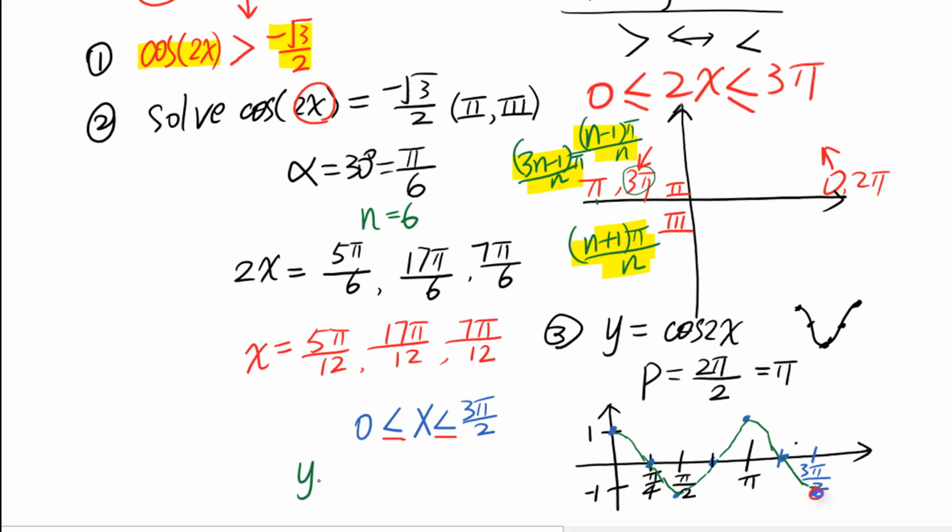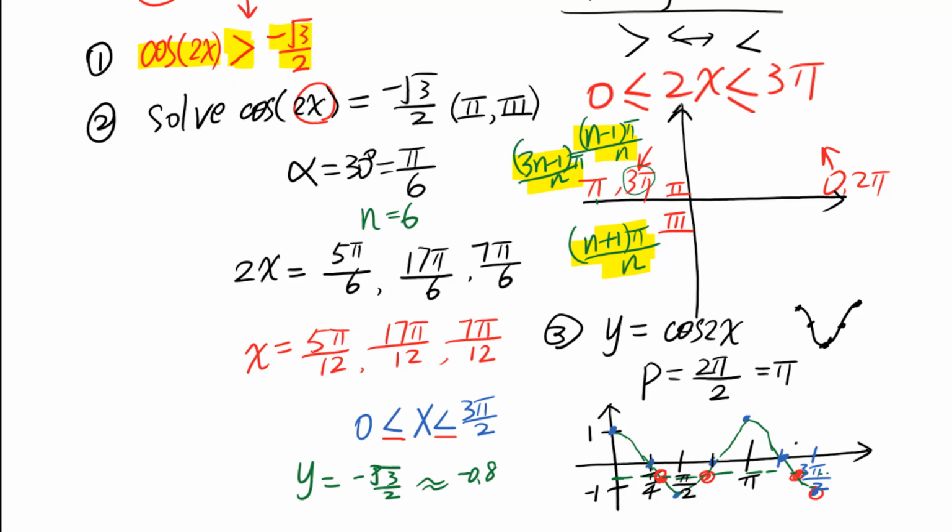Now let's sketch y equals negative square root of 3 over 2. This is around negative 0.8. Suppose it's here. Then you get these 3 intersections. 1, 2, 3. It's an open circle, because for this inequality, there's no equal sign.